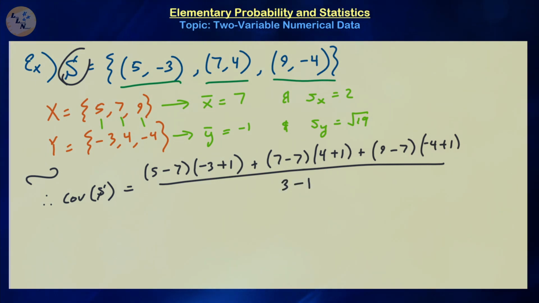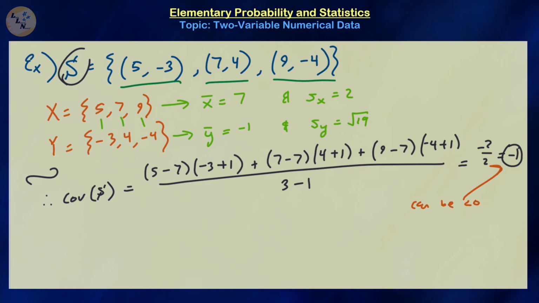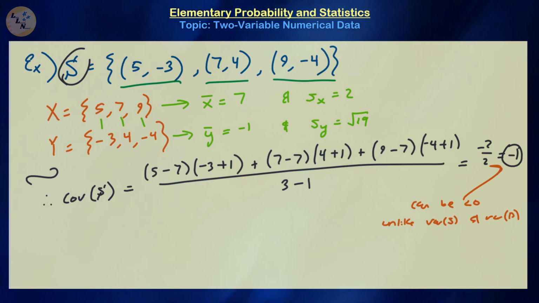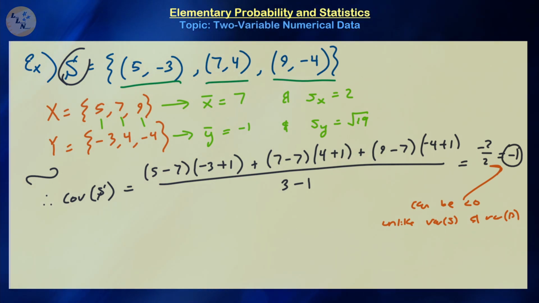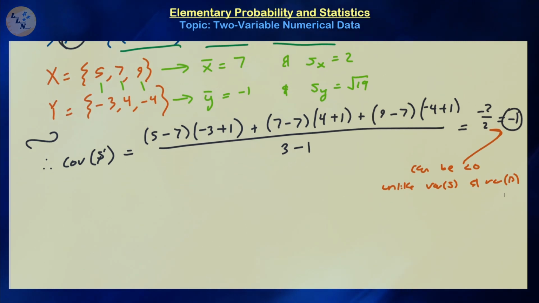So once we work that out, that's going to be equal to negative 2 divided by 2, which is going to come out to negative 1. So the very first thing that you should observe about this particular number is that this number can be less than 0, unlike the variance of S and the variance of a population, and also the standard deviation too, for real numbers at least. So the covariance can be a negative number. That's a little bit interesting, but it allows us to talk about, for example, negative correlation versus positive correlation. So it's actually a good exception compared to those two.